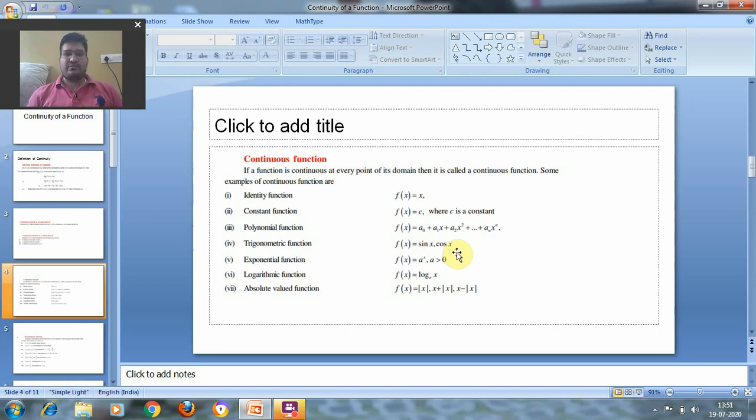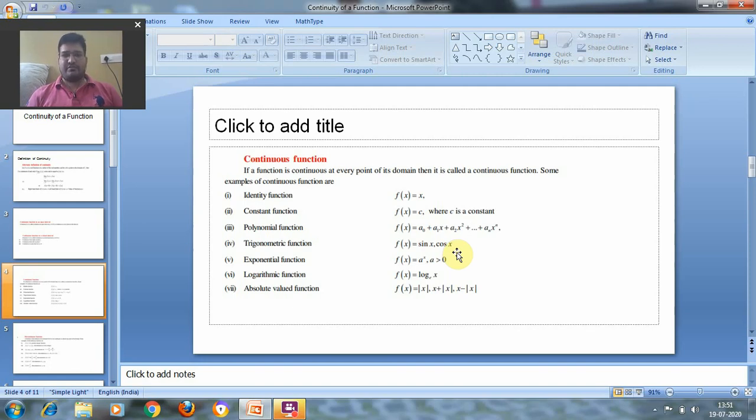There are some examples of continuous functions here. You can draw these curves and check accordingly whether these functions are continuous or not. For example, the identity function f(x) equal to x is a continuous function, it's not breaking at any point. Constant function f(x) equal to c. Any polynomial function f(x) equal to a0 plus a1x plus a2x square plus dot dot dot an x raised to the power n. This polynomial function is of any degree.